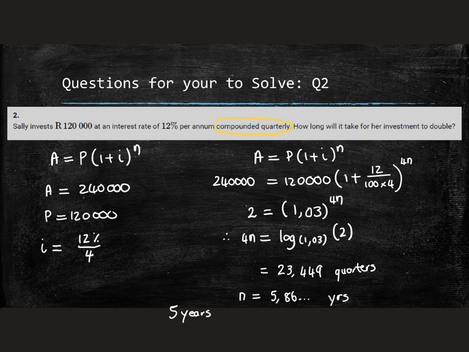Those of you who want to work out this decimal component, you could also say, what is 0.86 times 12? If you've done this on your calculator, 0.86 times 12 is equal to 10. So really we could even refine our answer down to 5 years and 10 months if we wanted to. They haven't really asked us for that, but that's just how you would do it.